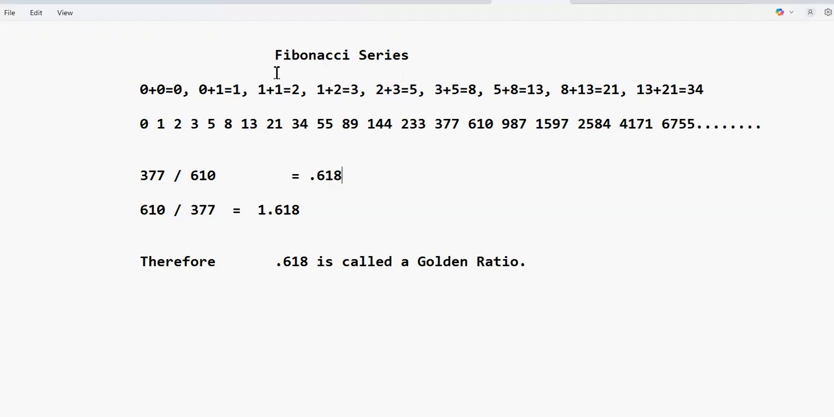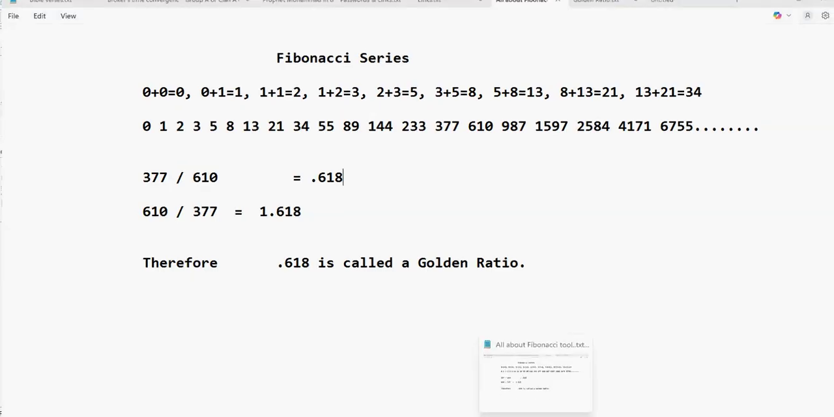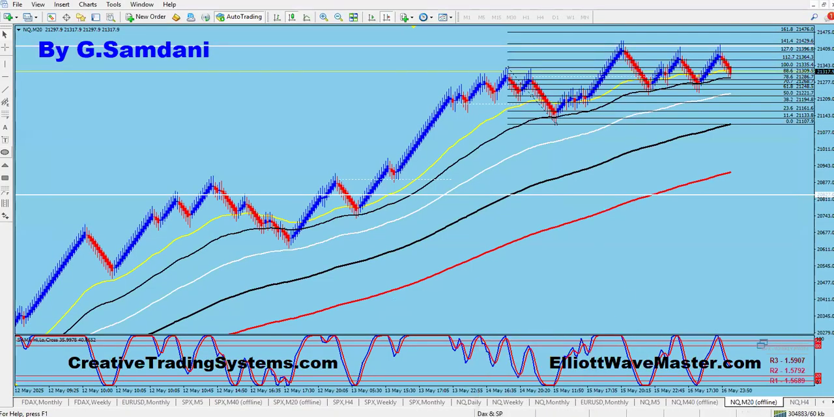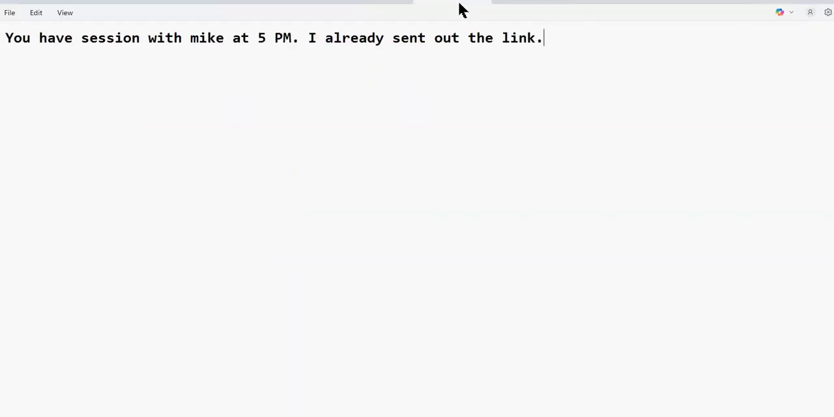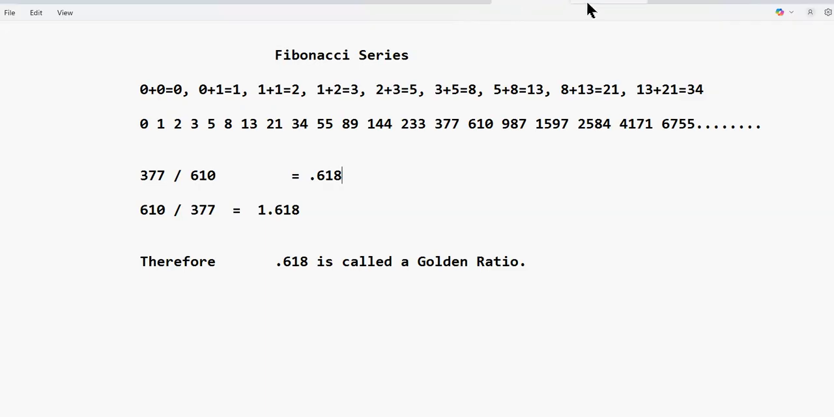So Leonardo Fibonacci ended up calling this number the golden ratio. This is the main culprit, the main number from which you have all the other numbers coming out. For example, let me show you another document that I made. Where is that document? Let me see. How can I get it? Maybe here, here, or here.